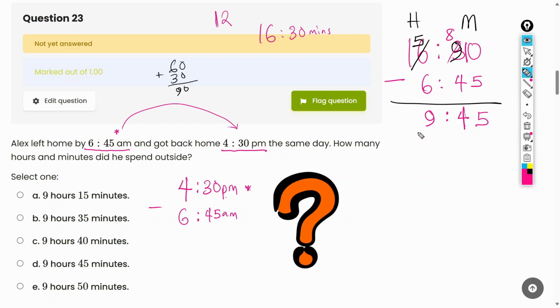So that is 9 hours, 45 minutes. That's how much time it takes from 6:45 a.m. to 4:30 p.m. 9 hours, 45 minutes is right here.